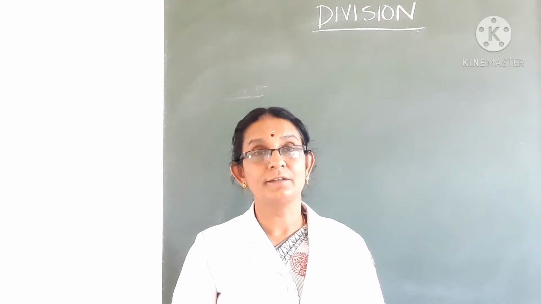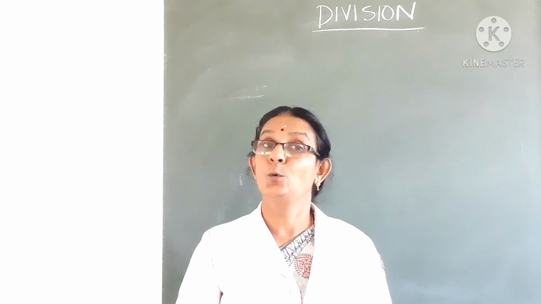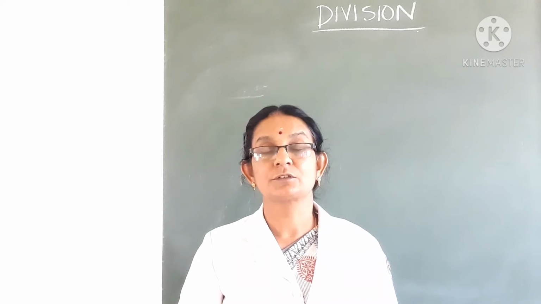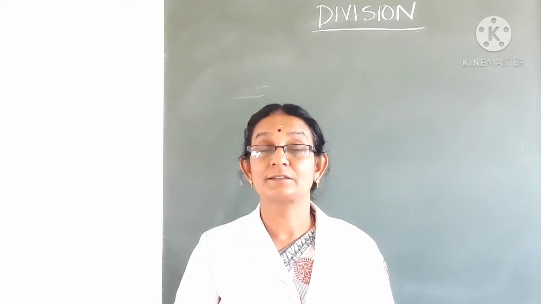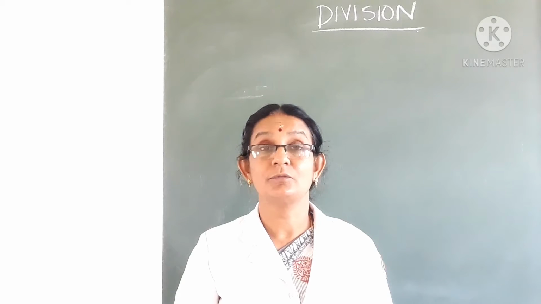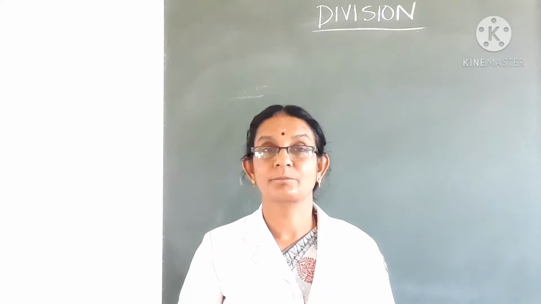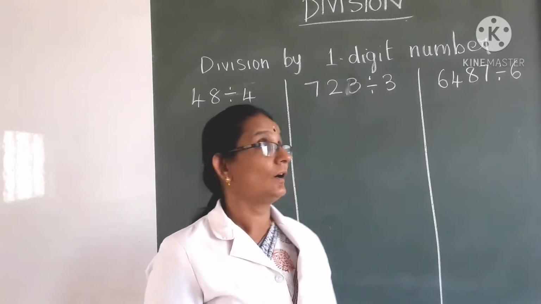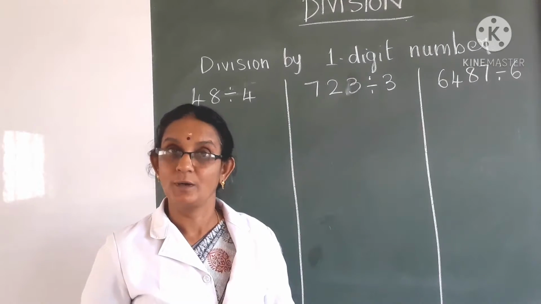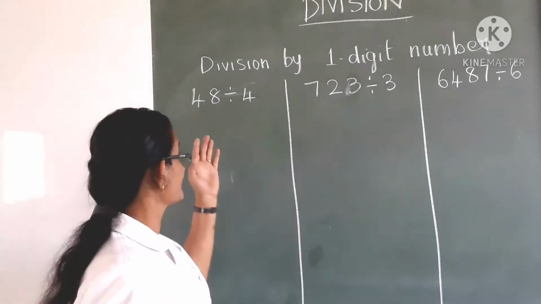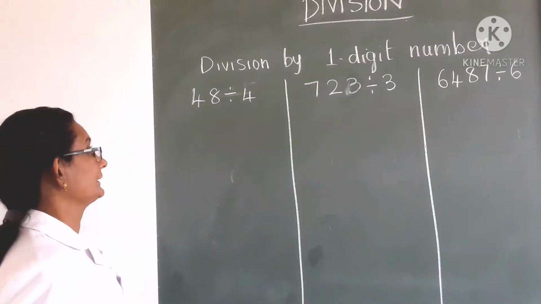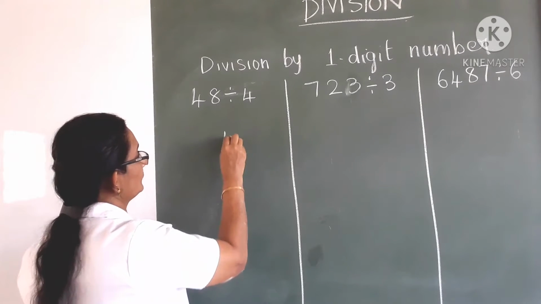Okay. So children, 1-digit number, division by 1-digit number. So now let us move on and summarize all what we have learned in this lesson. Okay. Now let us divide all these numbers by 1-digit number. So let us start from the first number, 48 divided by 4.